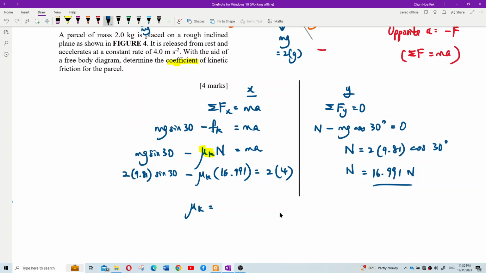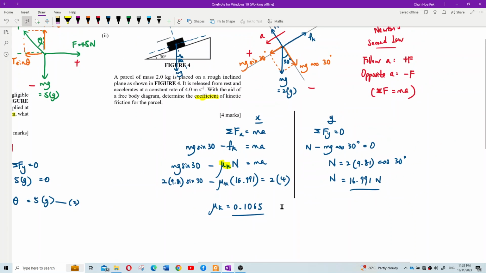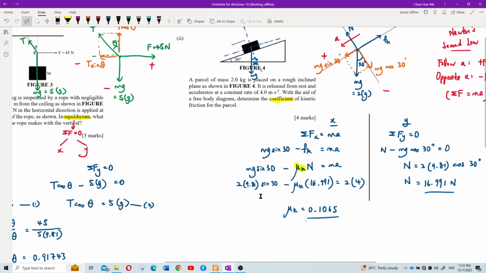Okay, I got 0.10065. Yeah, that's the mu k, class. Hey, is that correct, class? Let's check that.